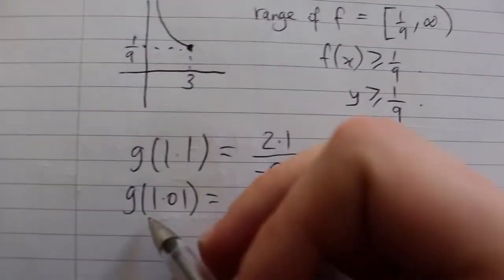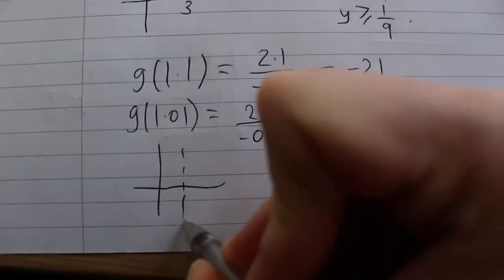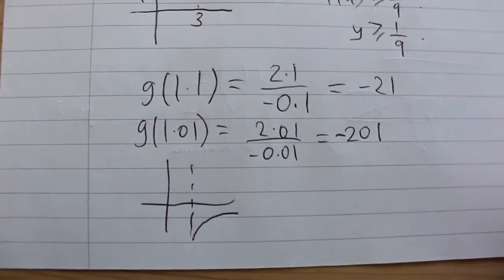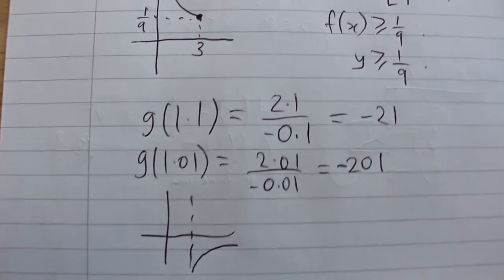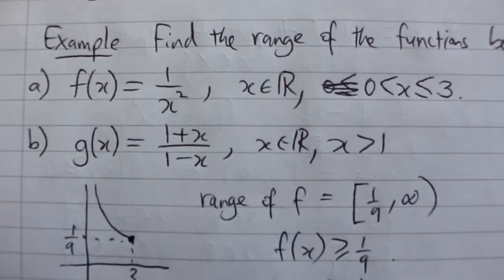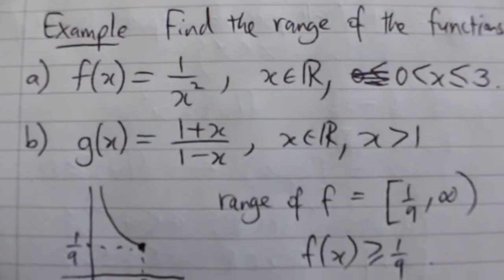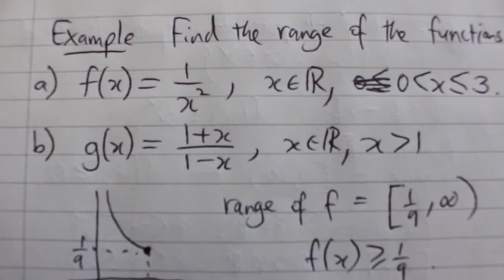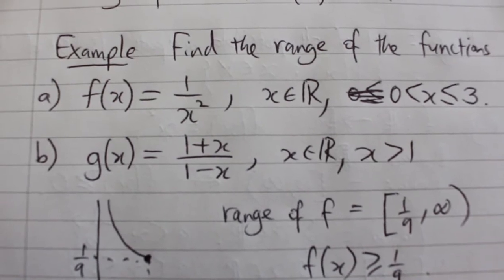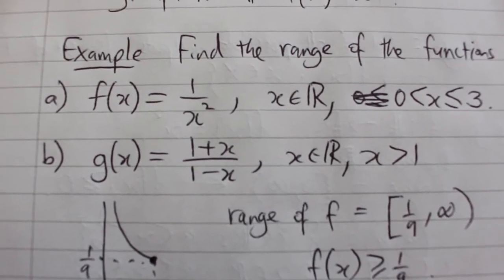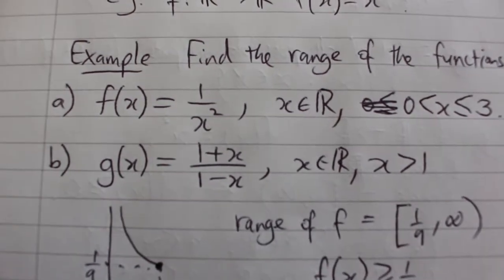So that kind of suggests that where we have this asymptote at 1, the graph is doing something like this. But we don't know where the horizontal asymptote is. So what happens when x gets larger and larger? As x tends to infinity, the top is 1 plus a really large number, and the denominator is 1 minus a really large number.